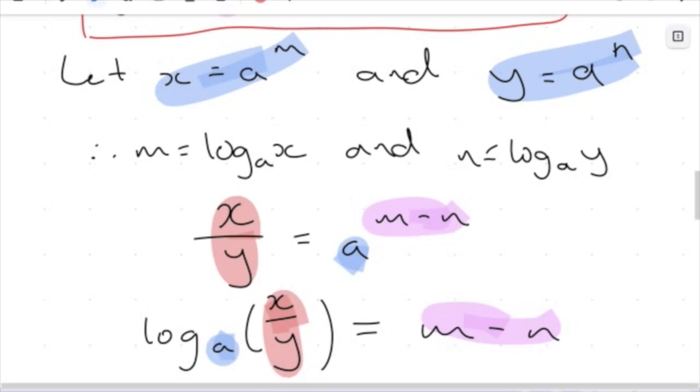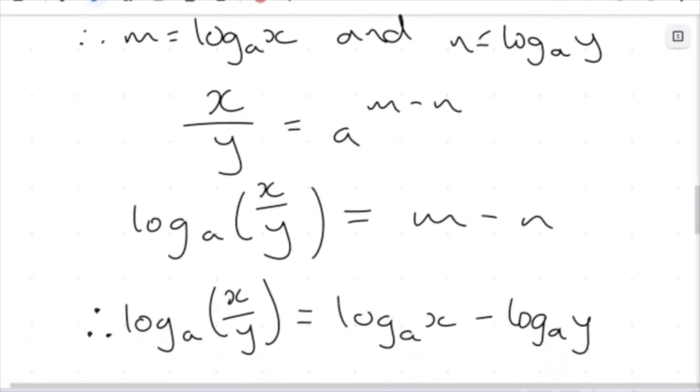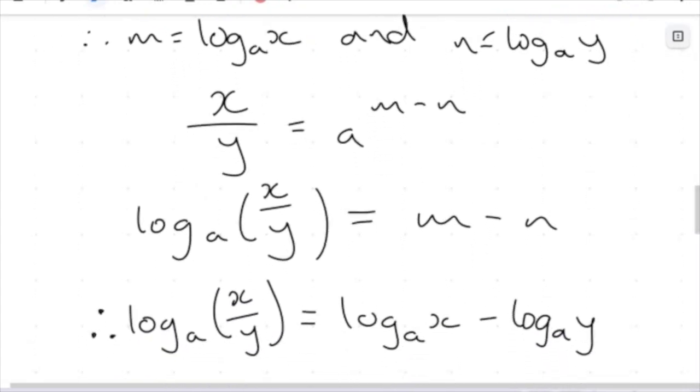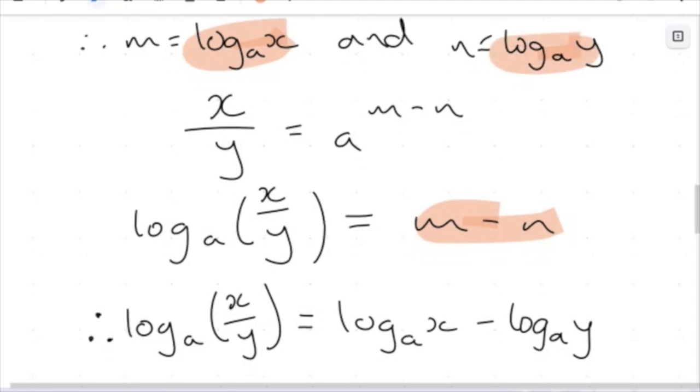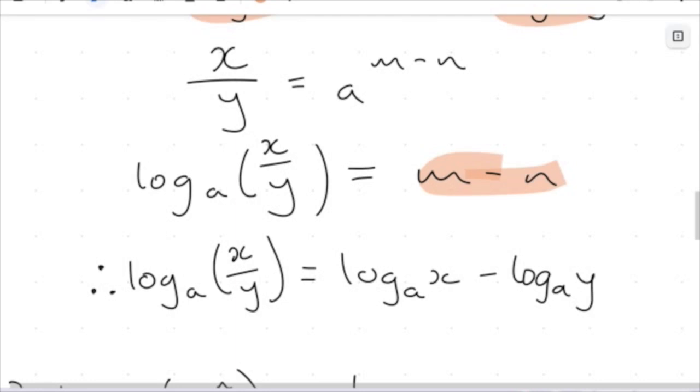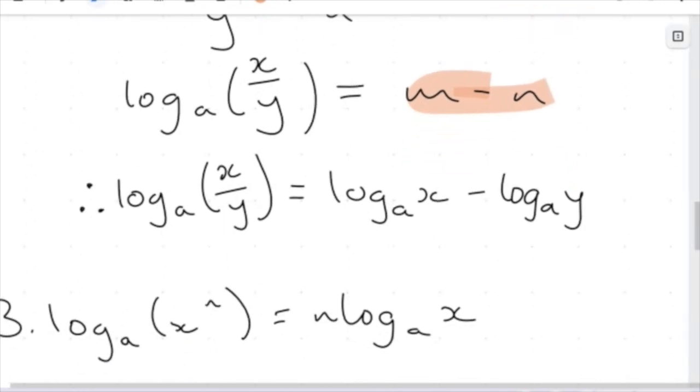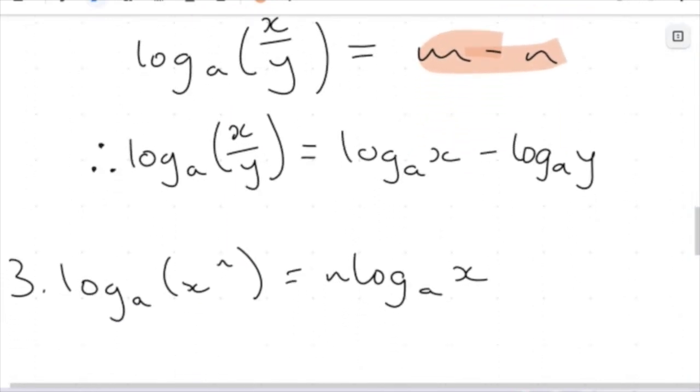So I've just rewritten this from exponential form and changed it to log form down the bottom. Once again, we notice that since I have the m minus n on the right-hand side on their own, over here I can now just substitute in log to the base a of x for m and log to the base a of y for n. And I get my log law here. Log to the base a of x divided by y gives me log to the base a of x, minus log to the base a of y. So we're doing it in a very, very similar way. Let's move on to the third one.